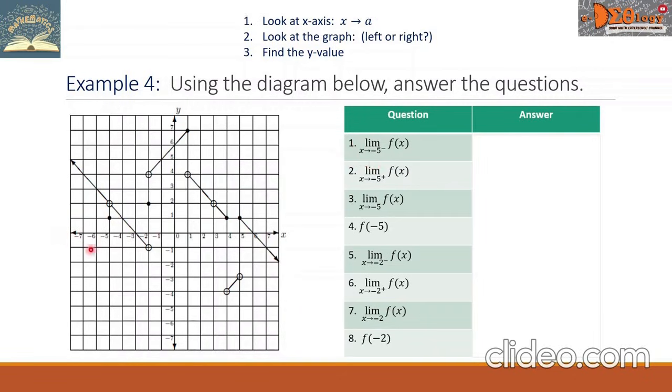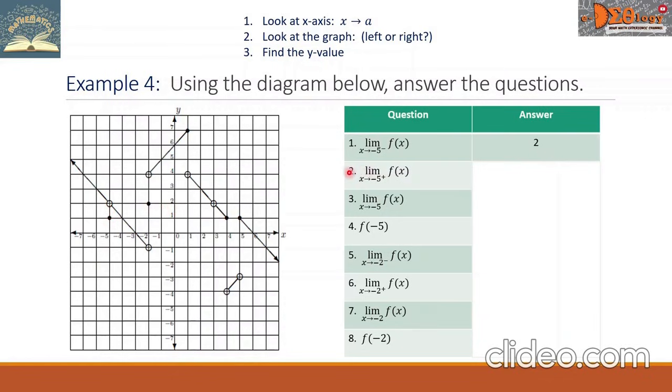In the x-axis, -5 is somewhere here. And then step 2, we look at the graph. Meaning, this is the graph. We can have an imaginary vertical line here that passes through the -5. So, this is the corresponding graph that comes to this point when x comes closer to -5. Now, number 3, we look at the y value. That means the y value here is 2. So, the answer here is 2.